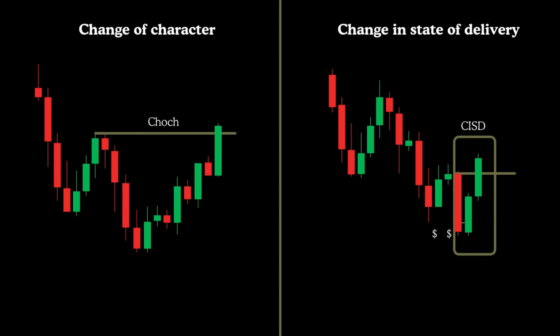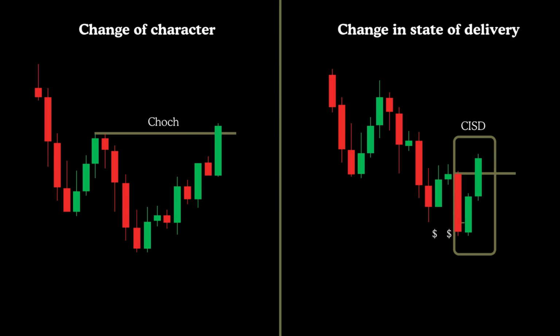In contrast, a change in the state of delivery emphasizes a sudden momentum reversal, where price shifts from bearish to bullish or vice versa. Unlike the change of character, which can take time to unfold, the CISD is marked by a sharp directional flip and gets validated when price crosses the origin point of the prior move. Essentially, CISD offers an earlier indication that a potential trend reversal is underway, often before the broader structure confirms it.